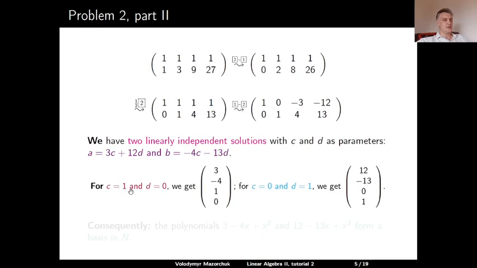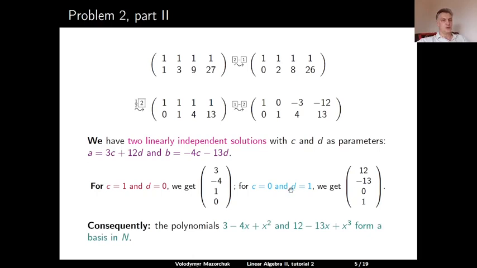Plugging in C is equal to 1 and D equal to 0, we get the solution 3, minus 4, 1, 0. Plugging in C is equal to 0 and D is equal to 1, we get the solution 12, minus 13, 0, and 1. So all solutions to our system are linear combinations of these two, and these two solutions are linearly independent by construction.